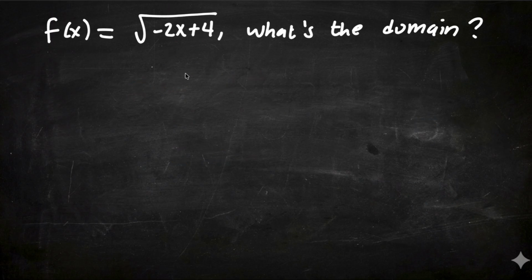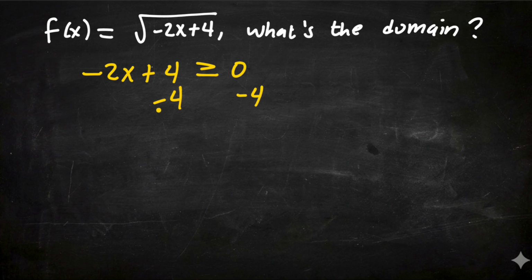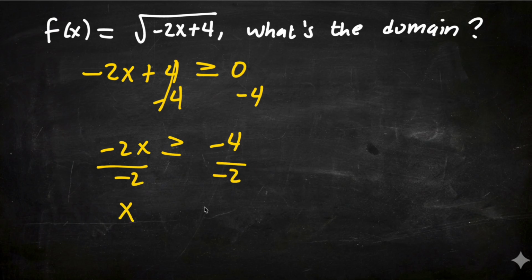So now let's try this one. What's the domain? To find the domain, we have to take what is inside the square root and set it greater than or equal to 0. In this case, we have negative 2x plus 4 in the square root. So we're going to make it greater than or equal to 0 and solve for x. We're going to subtract 4 from both sides of the equation. So negative 2x is greater than or equal to negative 4. And then we're going to divide both sides by negative 2. So x is 2. And don't forget that when we divide or multiply both sides by a negative number, we have to flip the sign. So if this is greater than, now it's going to be less than or equal to 2.